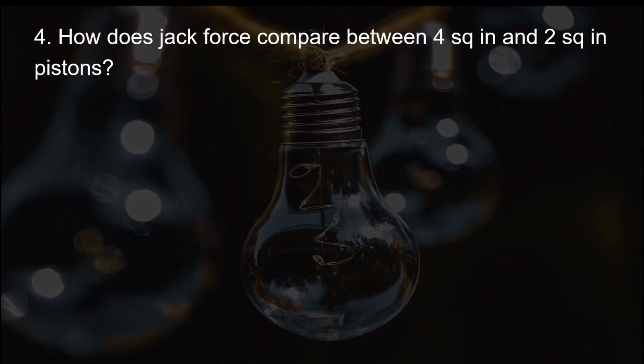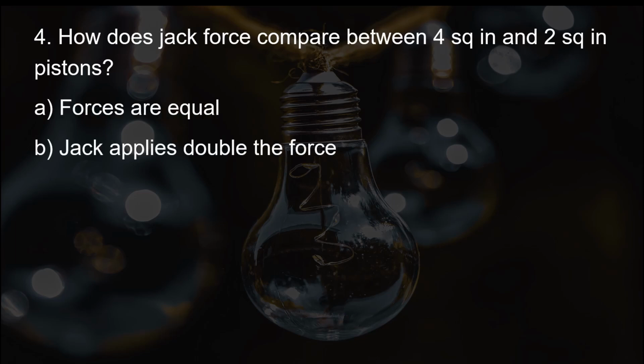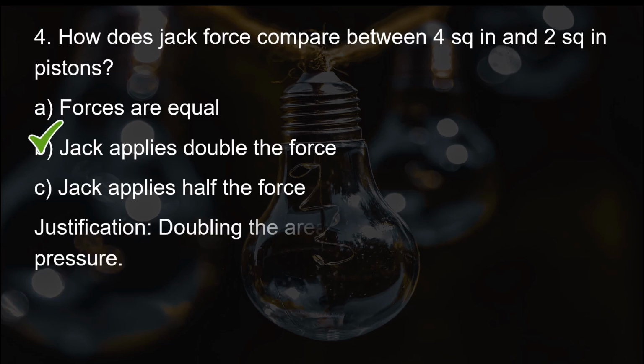Question 4. How does jack force compare between 4 square inch and 2 square inch pistons? A. Forces are equal. B. Jack applies double the force. C. Jack applies half the force. Justification: doubling the area doubles the force at the same pressure.